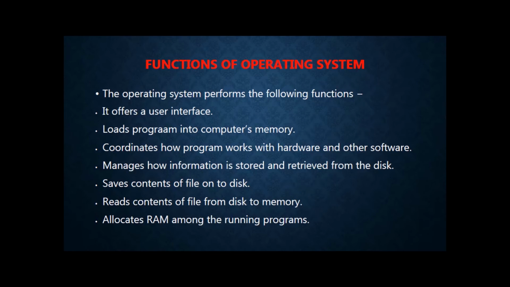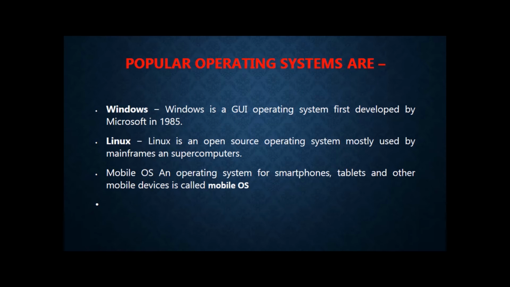Moving on. Popular operating systems are like Windows. That's basically what most of us use. This is a graphic user interface operating system first developed by Microsoft in 1985. There is Linux, and then there is the mobile OS, an operating system for smartphones, tablets, and other mobile devices.